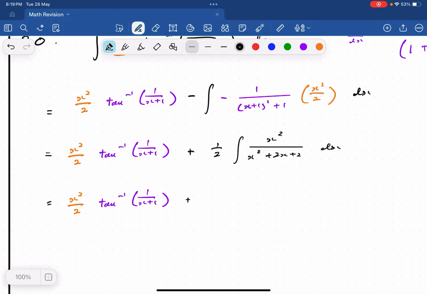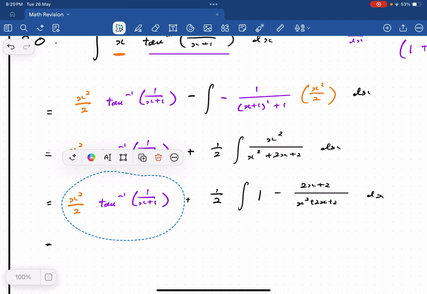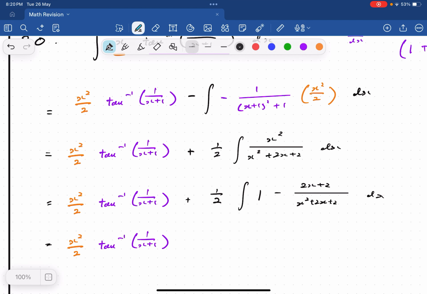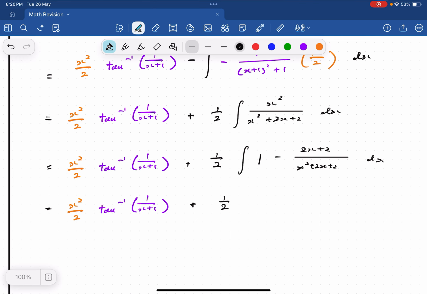We recognize this as being solvable using partial fractions, right? So, no, I don't need partial fractions. I can just take a 1 out, and this will become 2x plus 2 over x squared plus 2x plus 2. And how do I integrate this fraction over here? It's just another standard form that we know and love a lot, isn't it? This is just going to be half. I integrate 1 with respect to x, I will just get x.